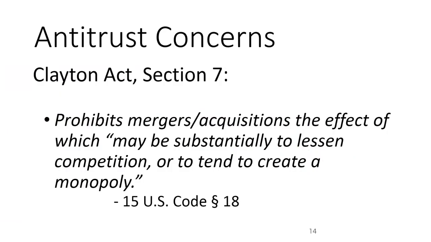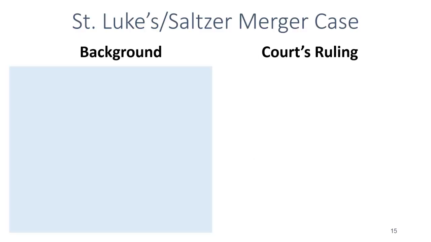So now let's shift gears and look at antitrust concerns. A primary concern related to ACOs is the potential for increased concentration in the health industry. Specifically, Section 7 of the Clayton Act prohibits any merger or acquisition if the effect of that merger or acquisition may be substantially to lessen competition or to tend to create a monopoly. So if you have all of the healthcare providers in town consolidating into a big integrated health system, may the effect be substantially lessening market competition or going in the direction of a monopoly? So that's the concern. And this gets us back to the St. Luke's and Saltzer merger case that we talked about earlier in the class.